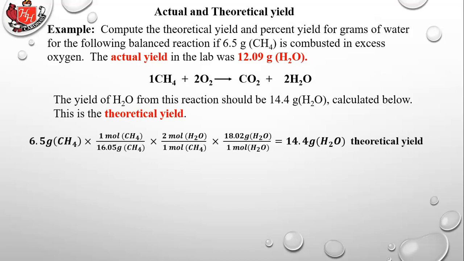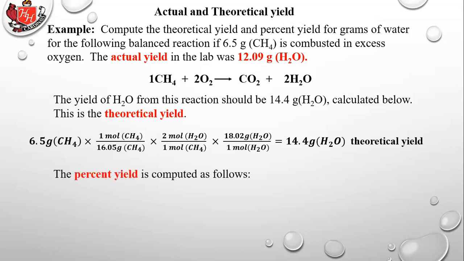So there we go. That's the computation, the calculation I just did for you. So 6.5 times the molar mass of CH4 gives you the moles of CH4. You have 2 moles of H2O for every 1 mole of CH4. And then you use the molar mass of H2O to get back out from moles of H2O to grams of H2O, and you get 14.4. That's what the equation told you should have gotten.